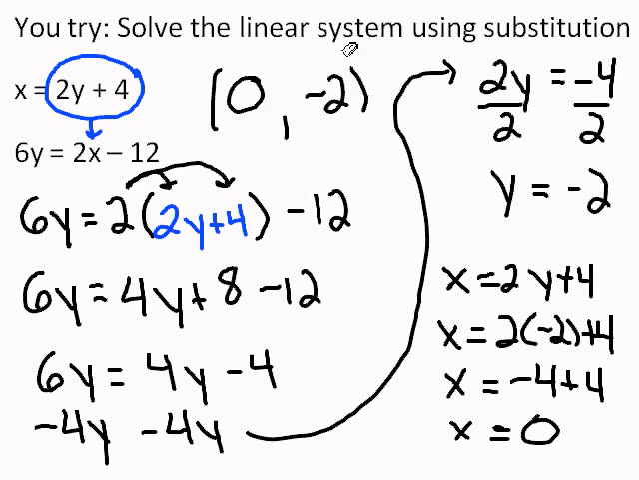Now that we've solved for our x and our y value, we found the solution to our linear system. We want to check our solution. Go ahead and pause the video, check your solution, make sure it works out, and press play when you're ready to see the answer.